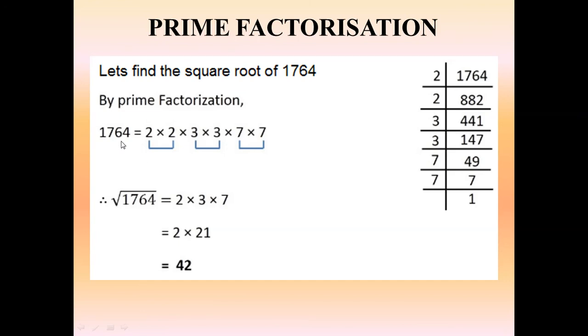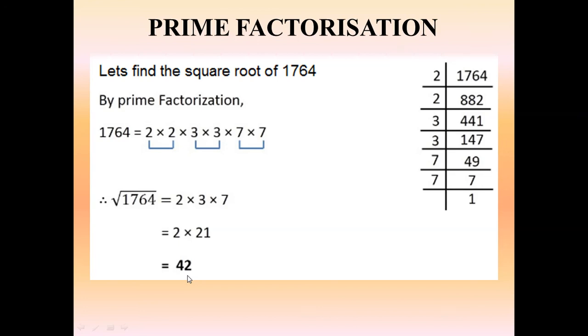So I have written 1764 in the form of its prime factors. Now we will form the pairs. This 2 is having a pair, so it will come here. This 3 is having a pair, so it will come here. And this 7 is having a pair. Now see, after forming the pairs, no number is left without a pair. So we got the square root of 1764 as 42.